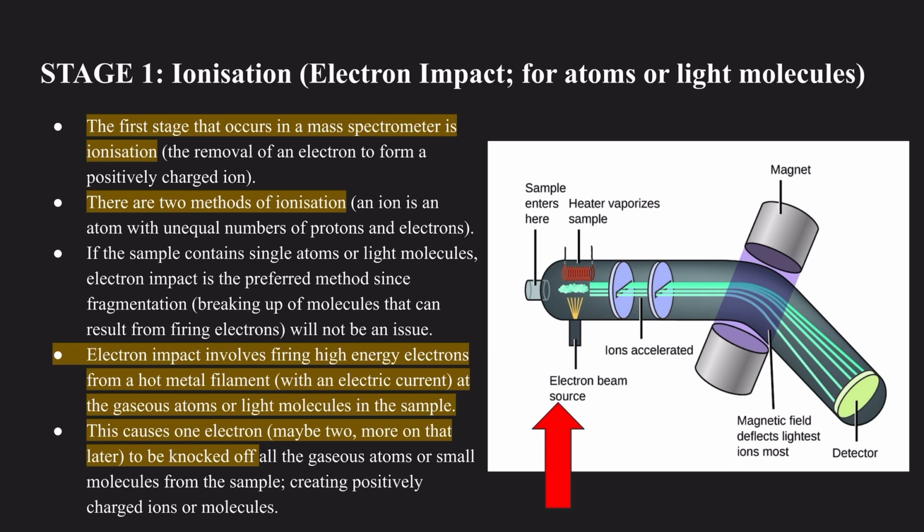Right, so now let's look at the first stage that occurs in a mass spectrometer, and that's ionization. And the particular type of ionization we'll look at here is electron impact. And this particular method of ionization is usually only done for atoms or light molecules, for reasons which we'll discuss in a second.